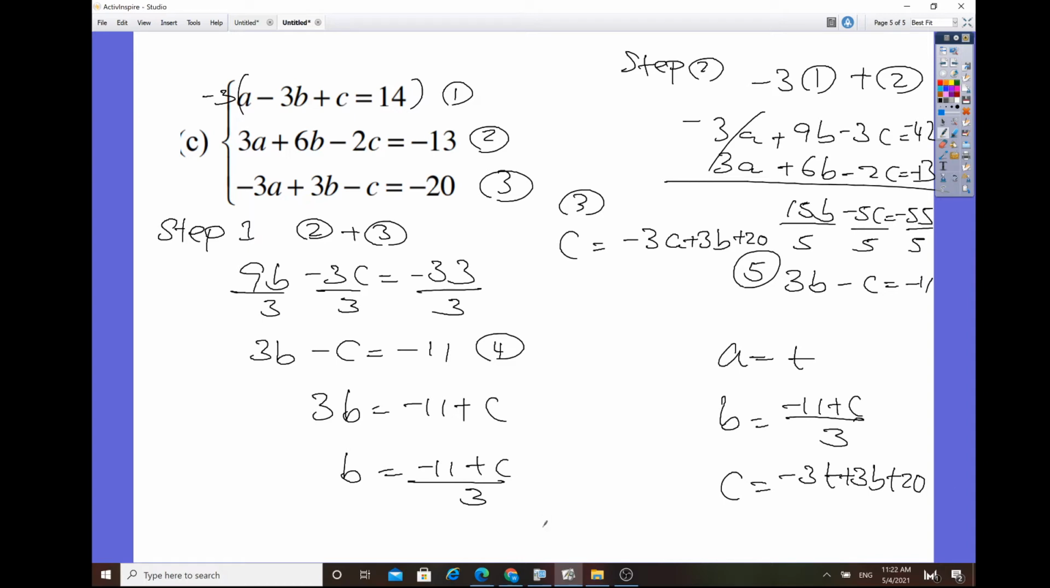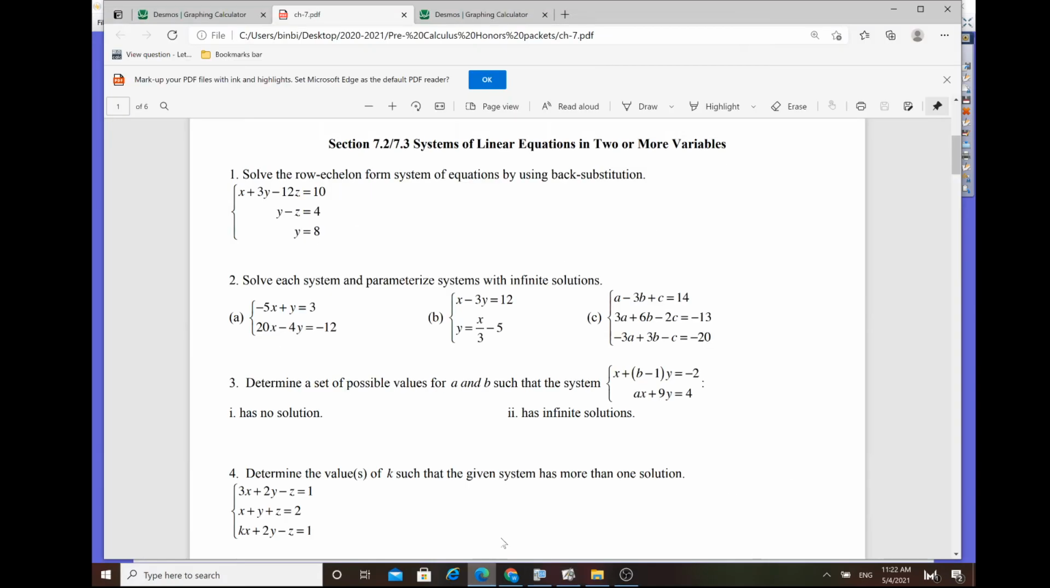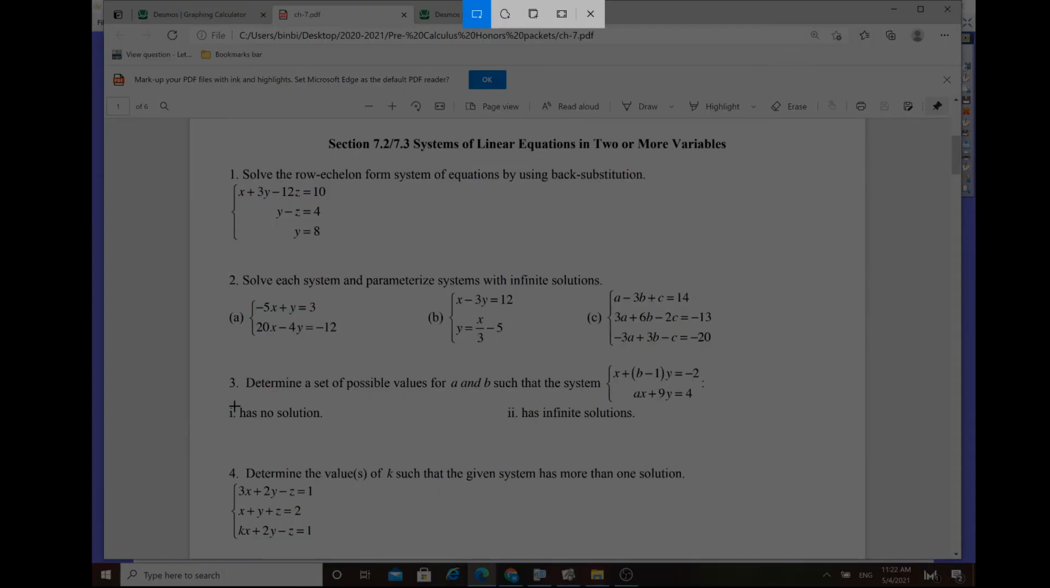Now let's see what else we have. One of the outcomes you can find is a unique solution. But sometimes you'll see it's the same equation, which means the system has infinitely many solutions, like the one we just did. Now what about this one? This one is a little bit tricky. Determine the set of possible values of a and b such that the system x plus (b minus 1) times y equals negative 2, ax plus 9y equals 4, has no solution or infinitely many solutions. Let's find out what to do with this one.